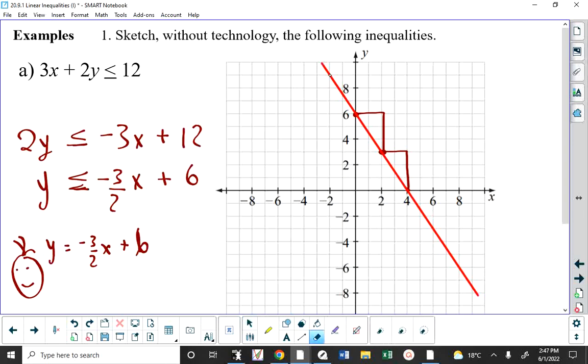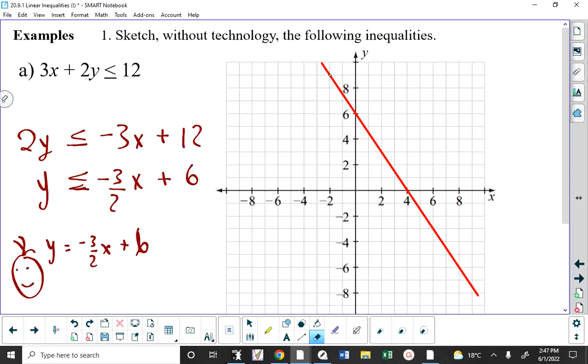I really should be putting arrowheads on the end of the line, but you know that the line goes on forever. Now, it's a solid line because any point on the line is a solution. All we have to do, listen very carefully, this is going to make your life so much easier, is pick any point anywhere, not on the line, and find out if it is a solution.